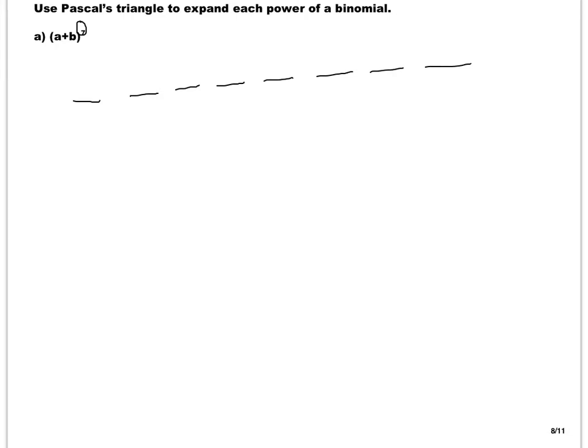Now I have to find the terms in the binomial. The first term in the binomial is a, and the second term is b. So the first term in the expansion is going to start with the maximum power of a, so it's going to be a exponent 7. At the same time, the sum has to be equal to 7, so the next one, b, has to be exponent 0.